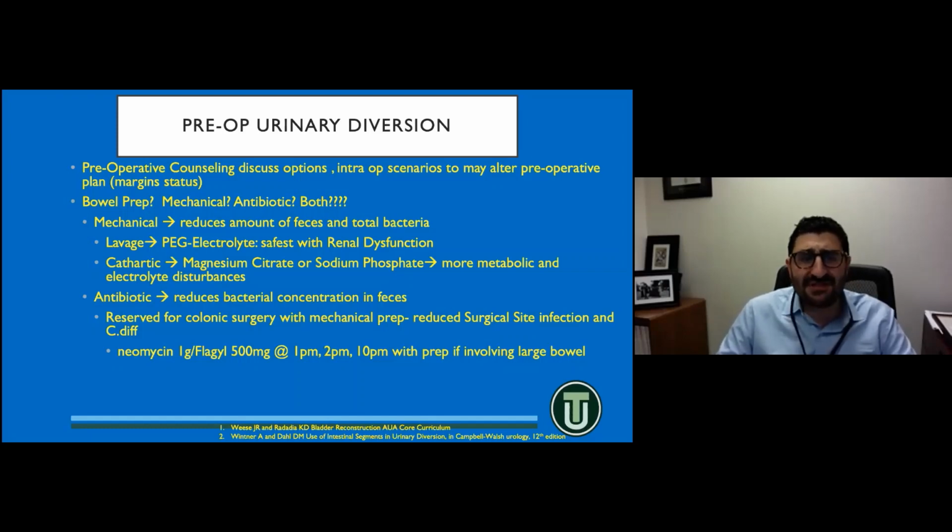The different types of bowel preps can be mechanical, either a lavage, which is GoLYTELY or NuLYTELY, or Miralax, and these are PEG electrolytes, and these are the safest in patients who have underlying renal dysfunction. You don't want to use cathartic types, which are magnesium citrate or sodium phosphate, which may result in more metabolic and electrolyte disturbances.